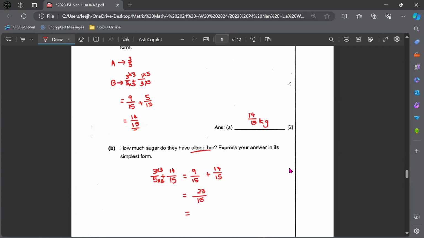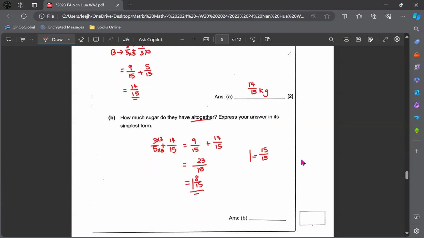So this is improper. Make it to the same. So depending on the denominator, 1 whole is 15 over 15. Understand? So I'm going to take 15 over 15 out. It means 1 whole. Okay. So 23 take away 15, you still have another 8 over 15 left. So you cannot simplify anymore. This is the simplest form. So total, they got 1 whole 8 over 15 kg of sugar. Okay.